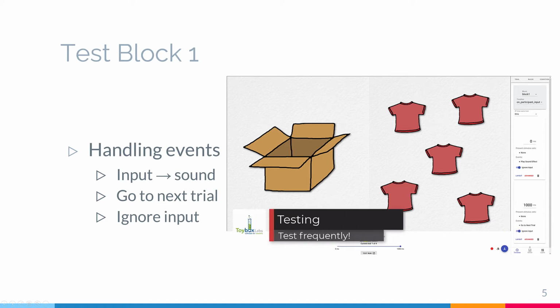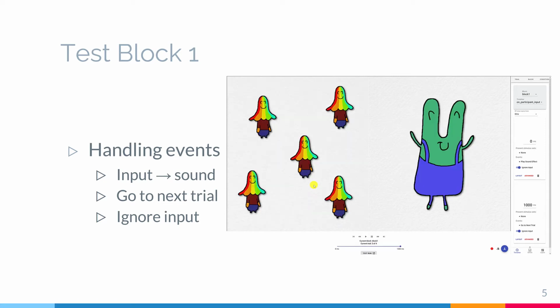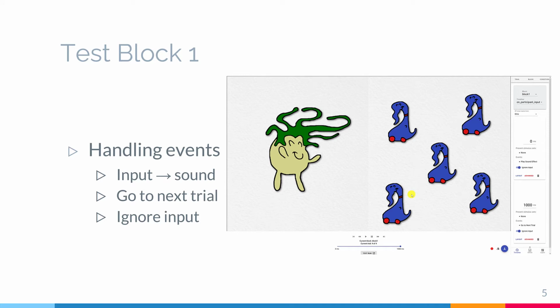Where is the box? Where are the ducks? Where is the dup? Where is the gox?